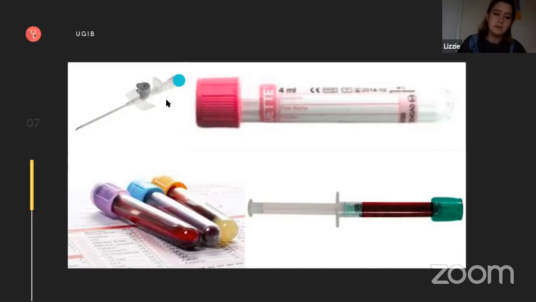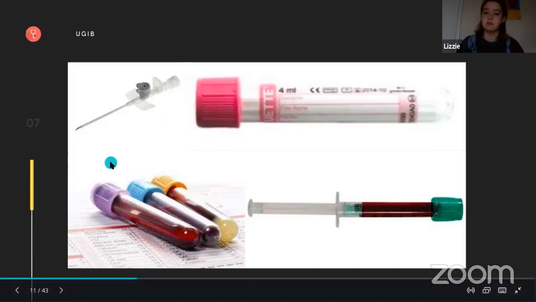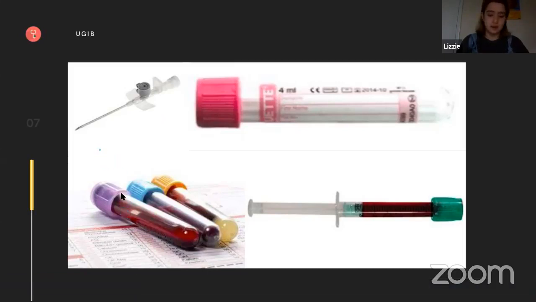Once you get your access, you need to think about what am I going to take from this cannula. So the main things in this patient is firstly taking some blood samples. So getting a full blood count to assess for the hemoglobin.